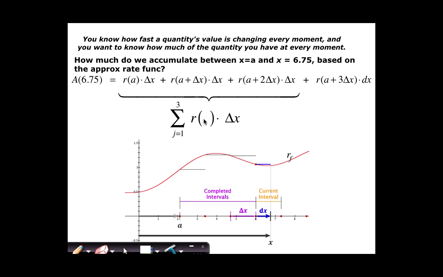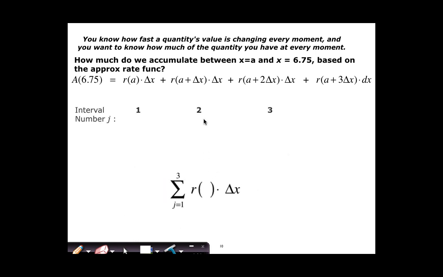So thinking about what I've got here, for interval number 1, I'm using a. For interval number 2, I'm using the point a plus delta x, so this is the x value at the start of the second interval. For interval 3, I want this to be a plus 2 delta x. So it's that j minus 1 trick that we just did. I want to be able to substitute in 1 and have something come out to a, but 2 and have it come out to be a plus delta x.